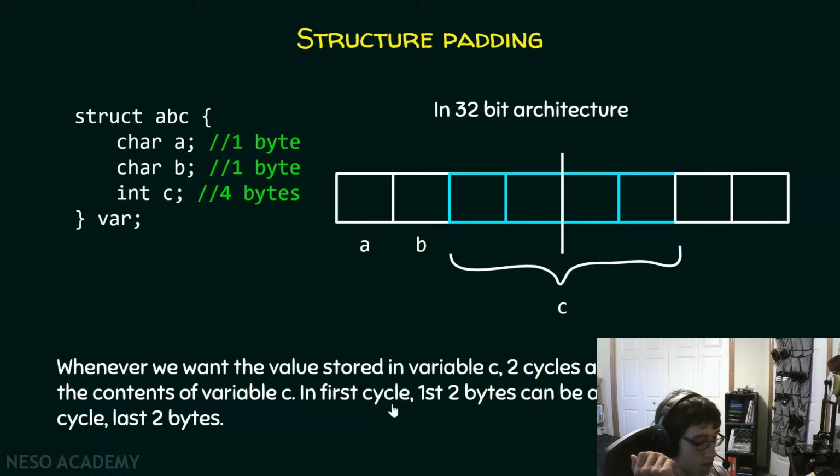The CPU can read one word. In the first cycle only we would be able to access the first 2 bytes, right? While in the second cycle the last 2 bytes. Because in one cycle these 4 bytes can be accessed, and in the next cycle the rest of the 4 bytes can be accessed. In the first cycle we would be able to access these 2 bytes only, and in the second cycle we would be able to access these 2 bytes. This is the problem.